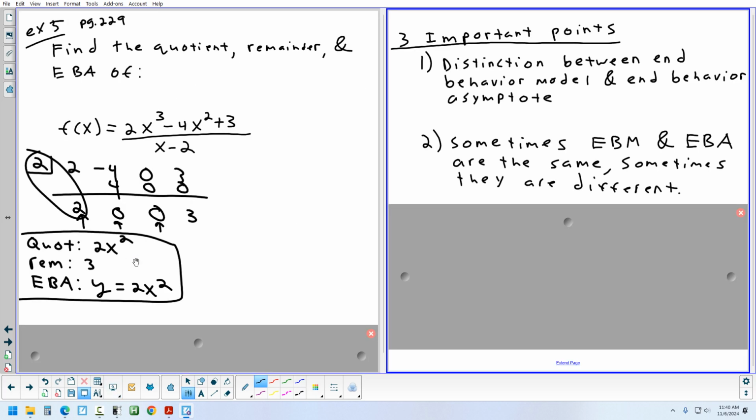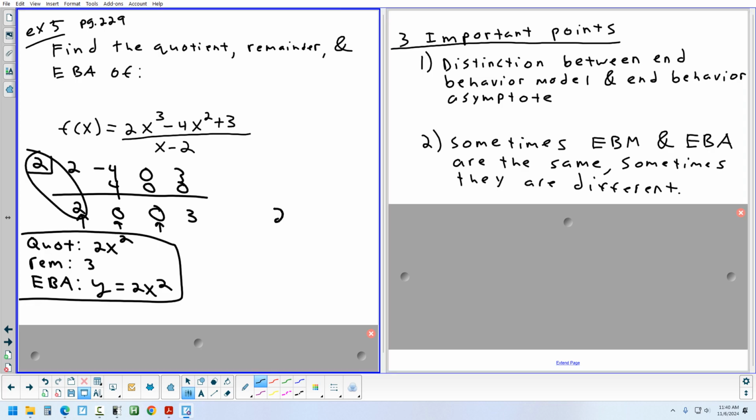In this last problem, the highest degree term in the top is 2x cubed. What's the highest degree term in the bottom? x. And if you reduce that, what's 2x cubed divided by x? 2x squared. So in this case, the EBM and the EBA are the same. The only reason they came out the same is because both the x term and the constant term canceled out with my synthetic division. If those hadn't been zeros, then the quotient would not have been the same as the EBM. So it's a very special case when they come out the same.